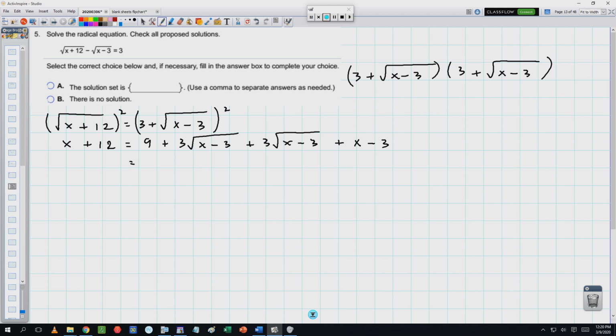Over here on the right-hand side, I'm going to clean it up. I got a 9 and a minus 3. That's a 6. There's an x. And I have 2 of those 3 radicals, which will make 6 radical.